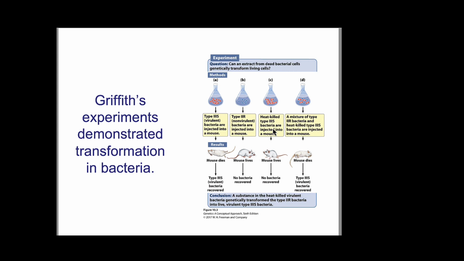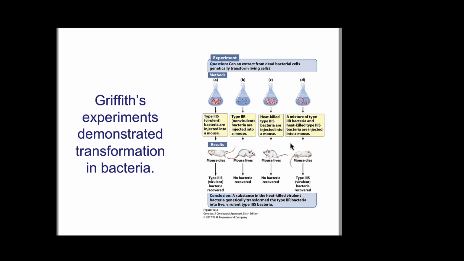So this actually fired up more questions because they wanted to understand, was it the polysaccharide coat? Was it protein that wasn't activated? So the next part of the experiment is they mixed the heat-killed S with the R strain. So they mixed B and C together. And then they injected that into the mouse, and the mouse died.